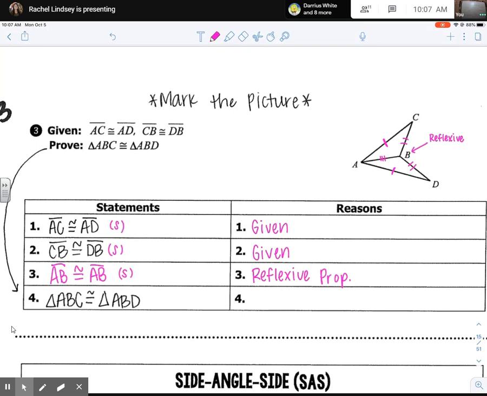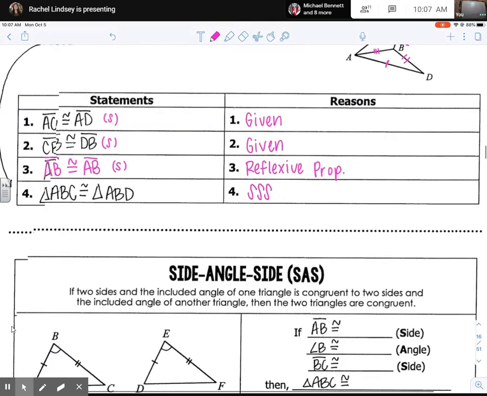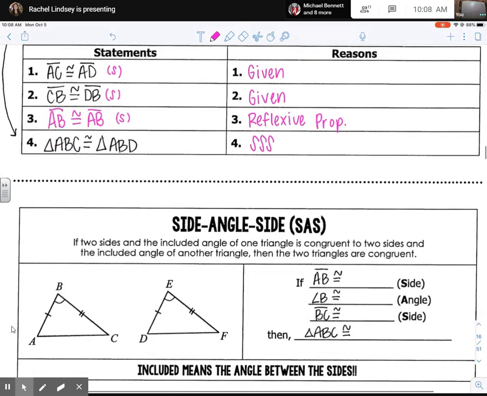So now my proof, in my statements, I have 3 sides congruent. In my picture, I have 3 sides congruent. So how are those 2 triangles congruent? Side, side, side. Okay, so that's side, side, side proofs.